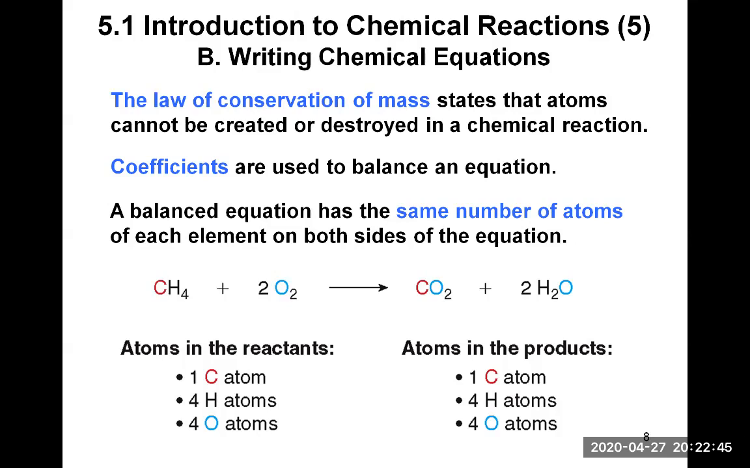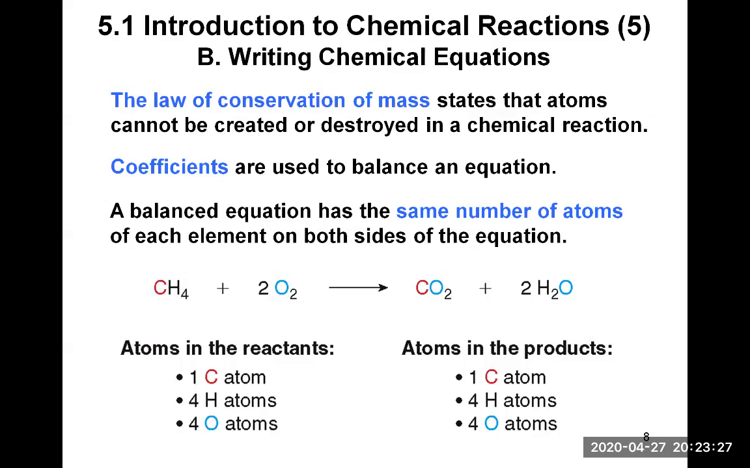So if we count the number of atoms on the reactant side, on the left side of the arrow, we have 1 carbon coming from CH4, 4 hydrogens coming from CH4, and 4 oxygen atoms. You multiply the coefficient by the subscript for that atom to get the total number of atoms on that side. So 2 times 2 is 4 oxygen atoms in this case, because each molecule of oxygen has 2 atoms of oxygen. And if you have 2 molecules, then it's 4 oxygen atoms in total.